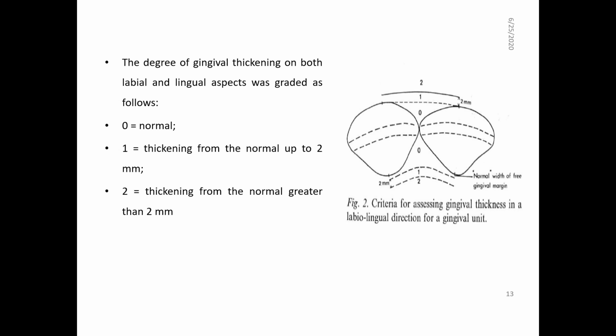Next part is the degree of gingival thickening on both labial and lingual aspect. If we see the tooth from the incisal aspect, then we can see the thickness of the gingiva. Just imagine yourself visualizing the tooth through the occlusal aspect or incisal aspect. So if that thickening is normal, then the score 0 is given. If the thickening is from the normal up to 2 mm, then the scoring of 1 is given. If the thickening is greater than 2 mm, then the scoring of 2 is given. Just remember, this is the gingival thickness which we have seen from the incisal aspect.